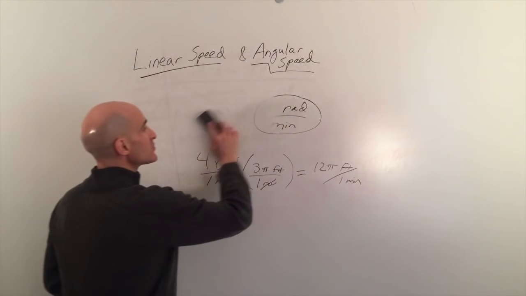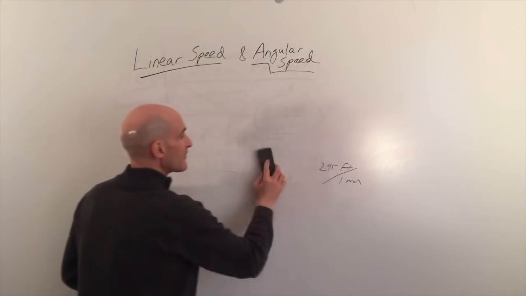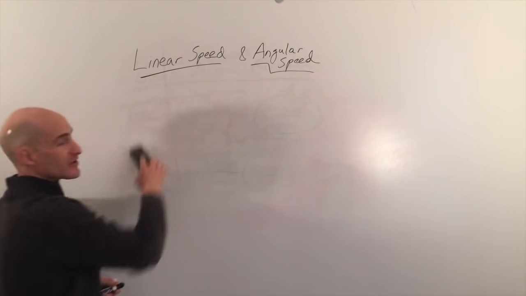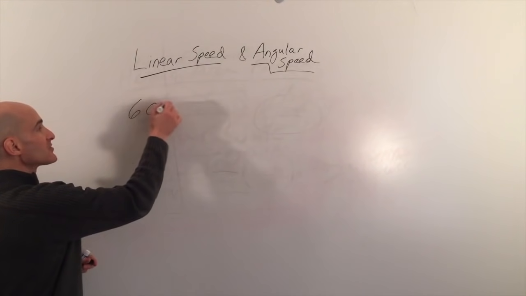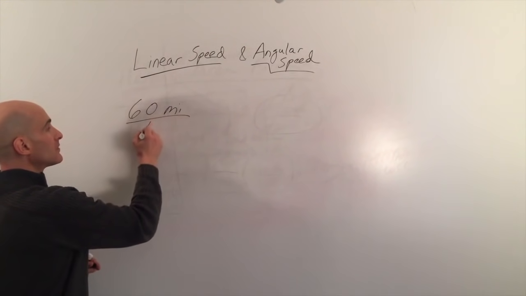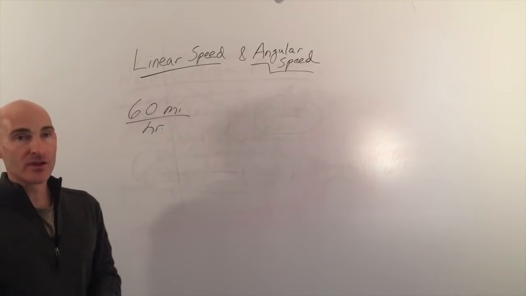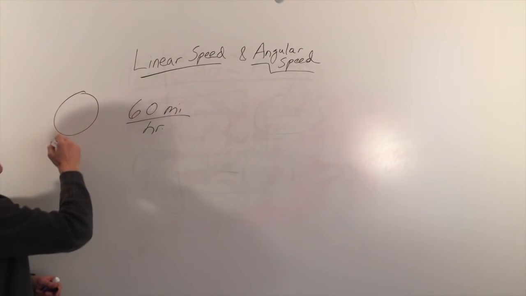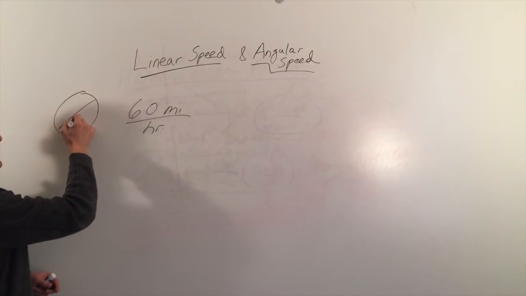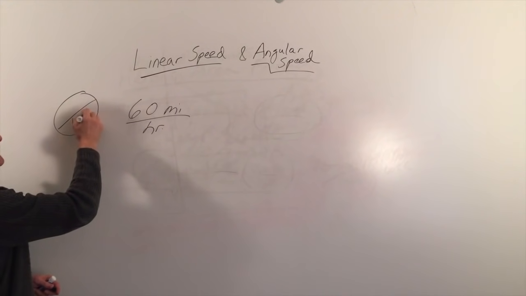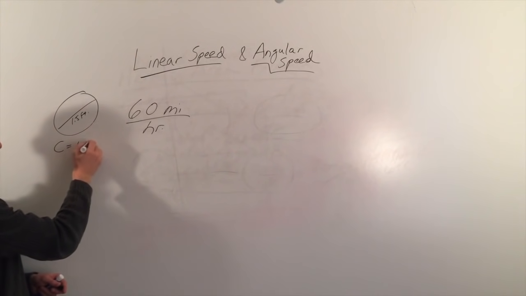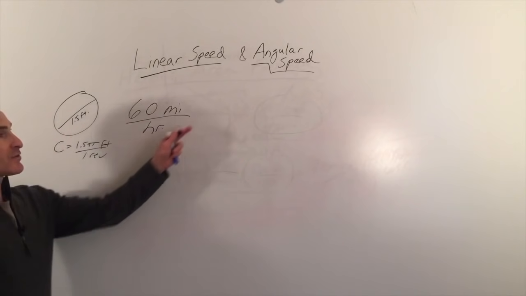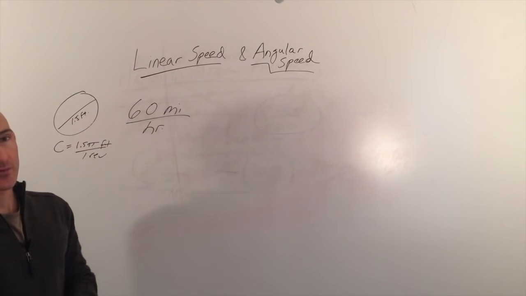So in this one, we're going to analyze a vehicle that's traveling at 60 miles per hour. Okay, some type of vehicle is traveling at 60 miles per hour. And let's just say that the tires on this vehicle are 1.5 feet. Okay, that's the diameter, which means that the circumference is 1.5 pi feet per 1 rev. And let's say we want to convert to revolutions per minute.